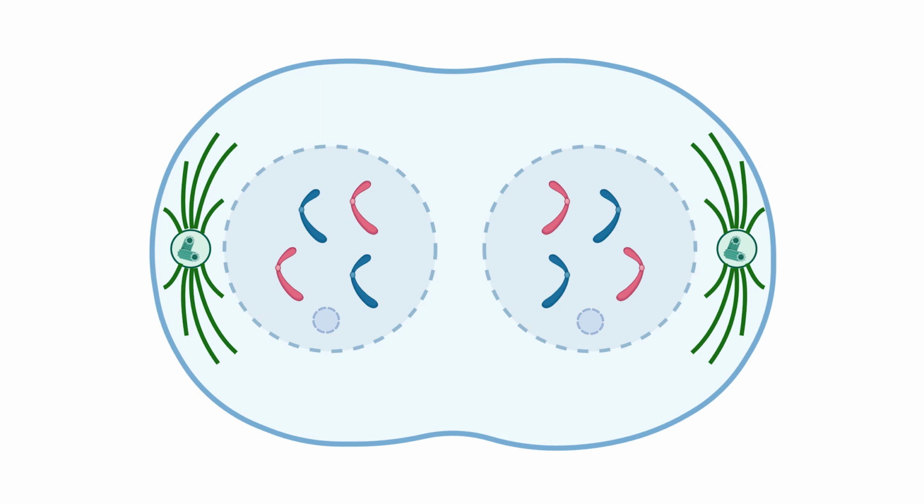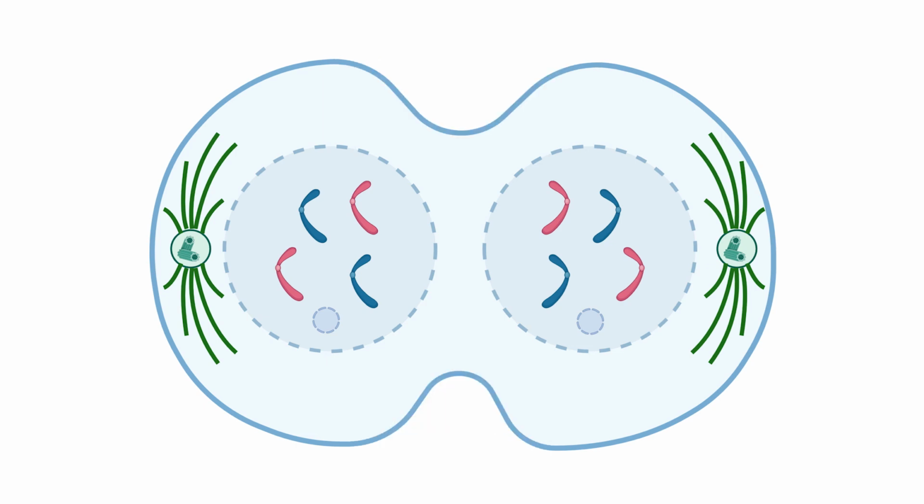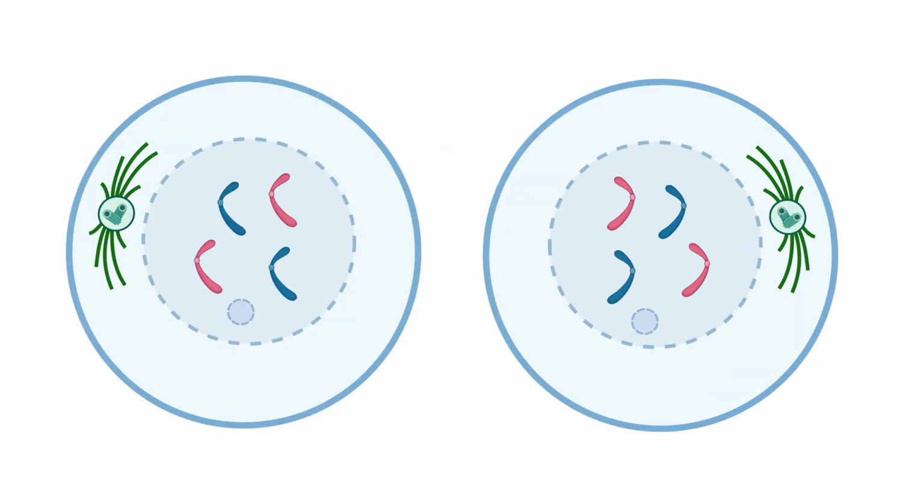This leads directly to cytokinesis, where a cleavage furrow appears and ultimately pinches the cell into two daughter cells, each containing identical sets of chromosomes, now housed within their own nuclei.